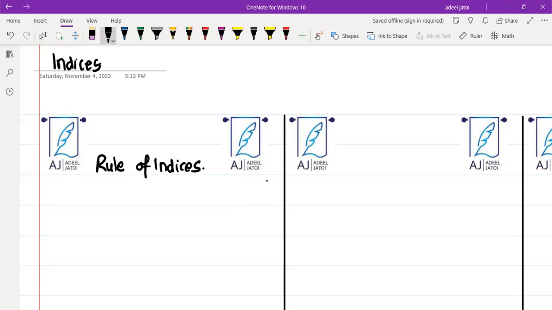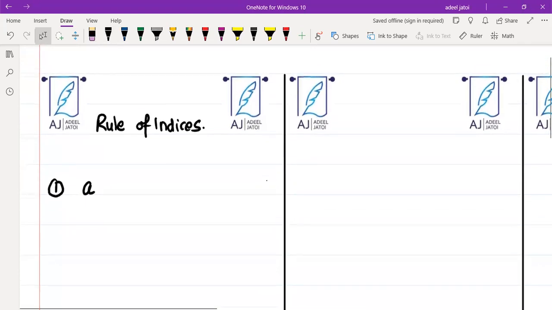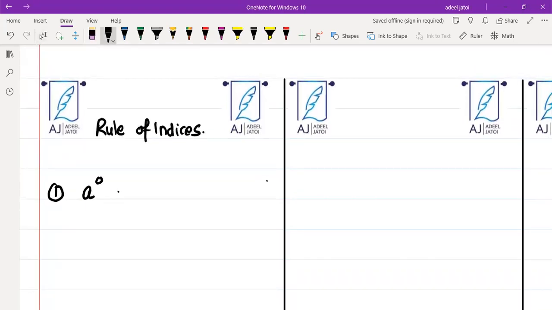So it's very important. Rule number 1: any value, which we signify as a, with the power 0 will be equal to 1. That means, for example, 5 to the power 0 will be 1. 10 to the power 0 will be known as 1.